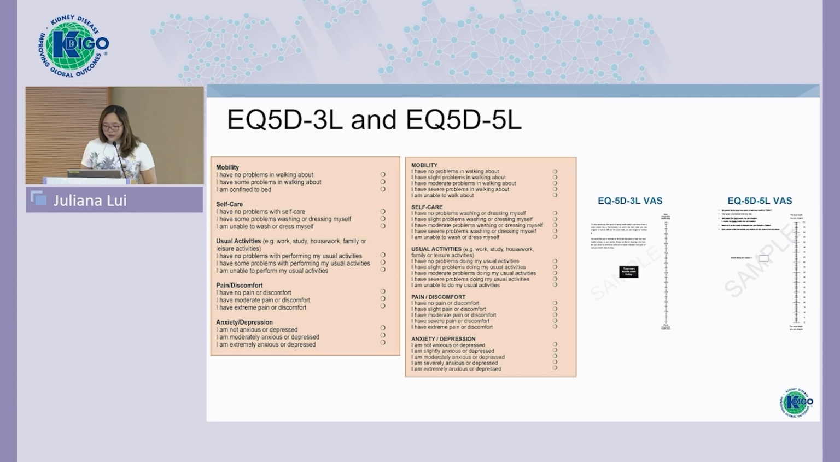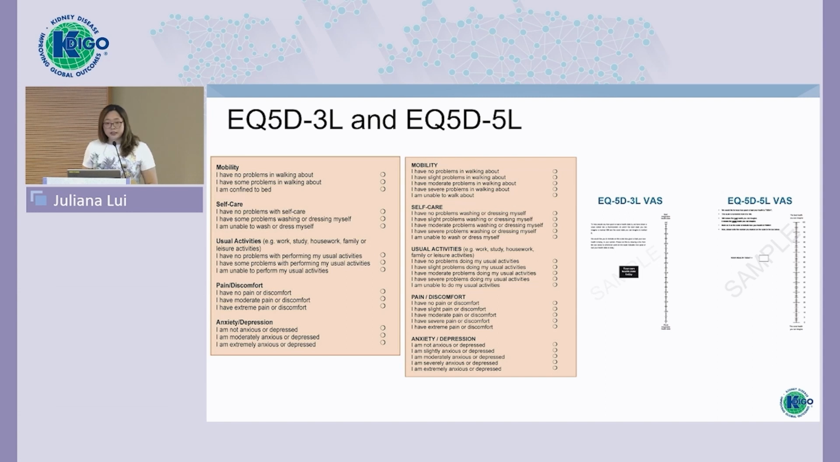And these value sets represent the preferences of the general population, with the value sets anchored at 1, representing full health, and dead equals 0. And the derived single utility score can then be used in the QALY calculations. Choosing a 3L or a 5L version in your study depends on the timing, comparability, sensitivity, translation version, and value set availability in your country.